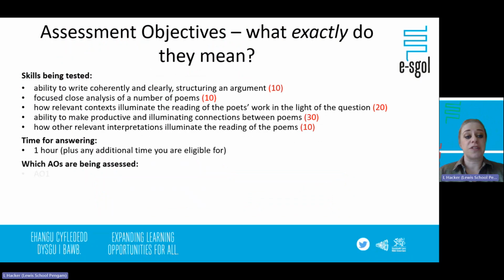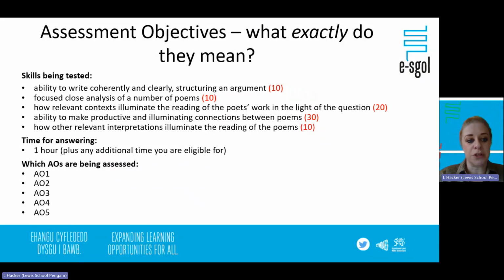Okay. So the skills being tested then are your ability to write coherently and clearly, structuring an argument. That's 10 marks. So assessment objective 1 is out of 10 marks. Assessment objective 2 then, focused, close analysis of a number of poems. Again, 10 marks for that. Then we've got AO3. How relevant contexts illuminate the readings of the poet's work in the light of the question, and that's worth 20 marks.